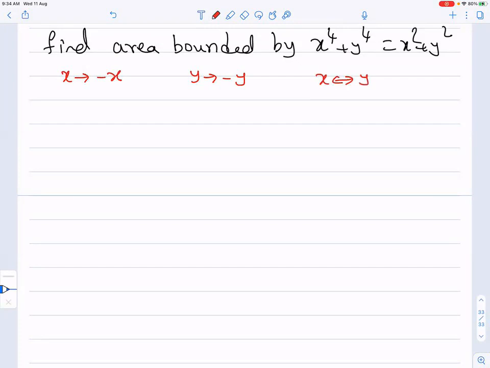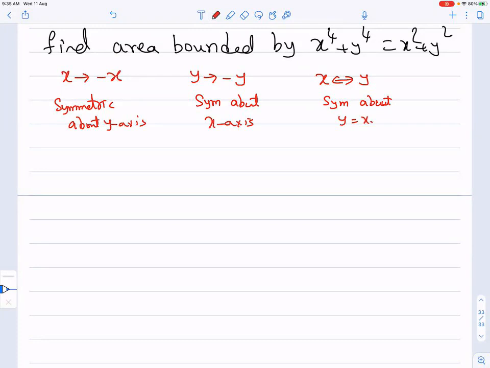When x and y are interchanged, the equation is not going to change, right? y raised to 4 plus x raised to 4 equal to y square plus x square. The equation is still the same. So that means this is symmetric about the y-axis, symmetric about the x-axis, symmetric about y equal to x also. Correct? How do we solve this question?